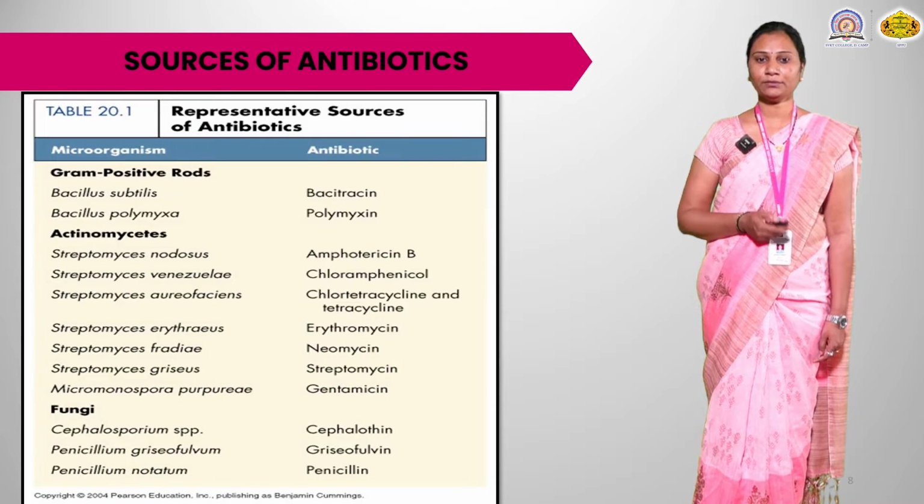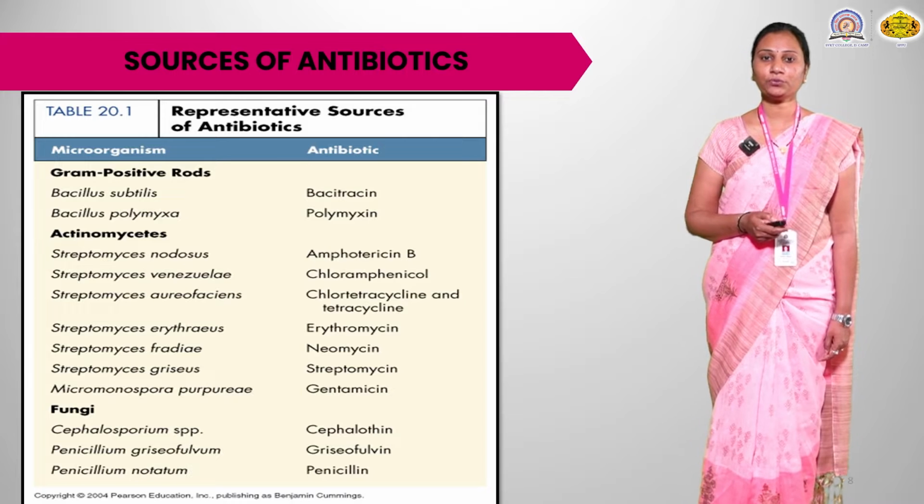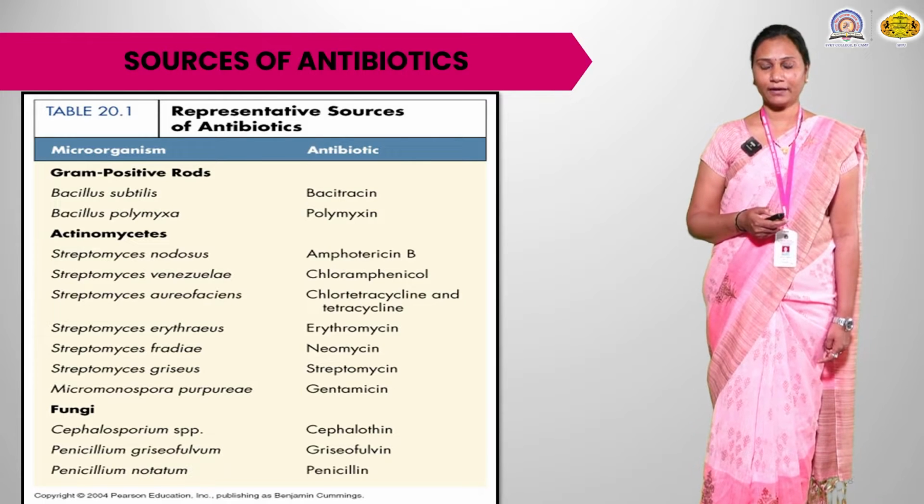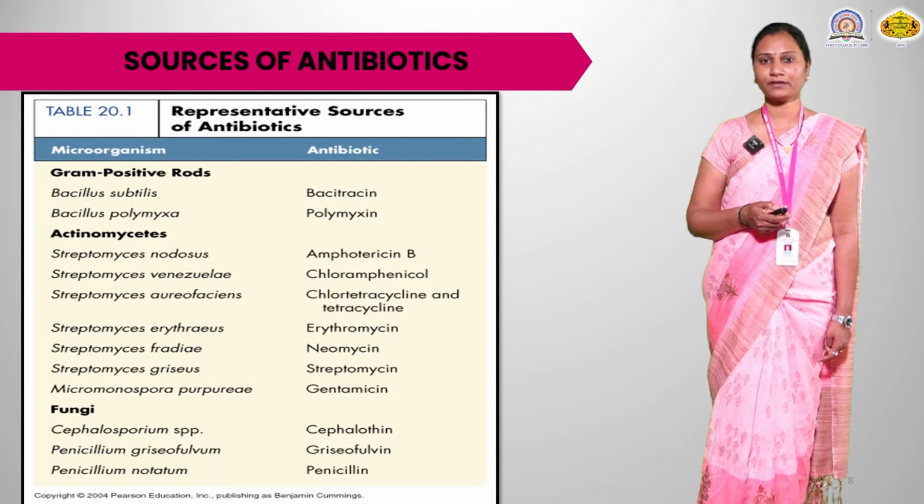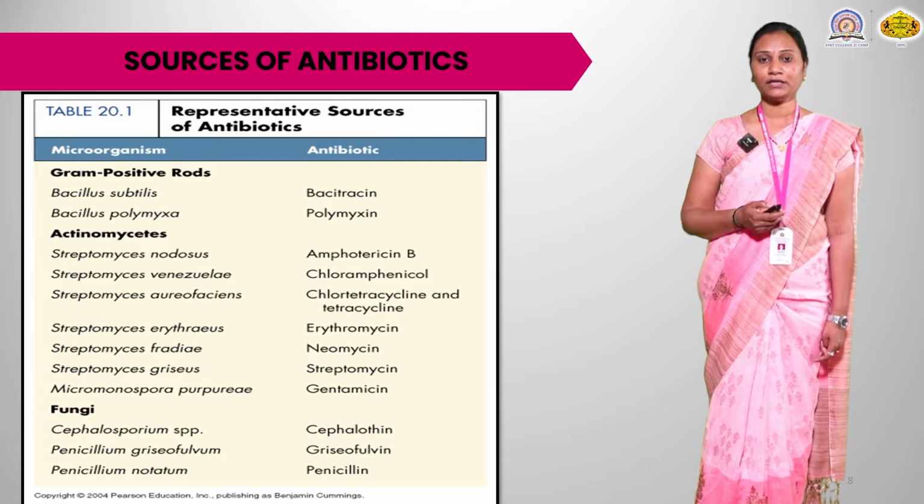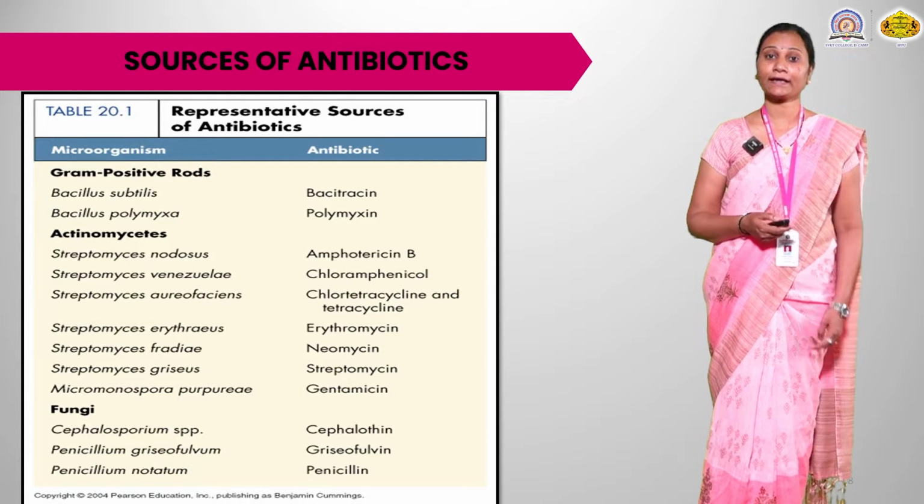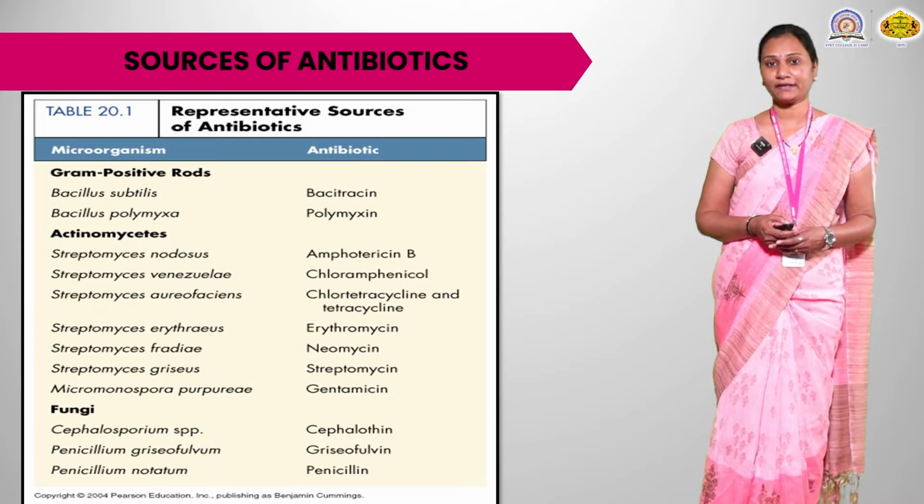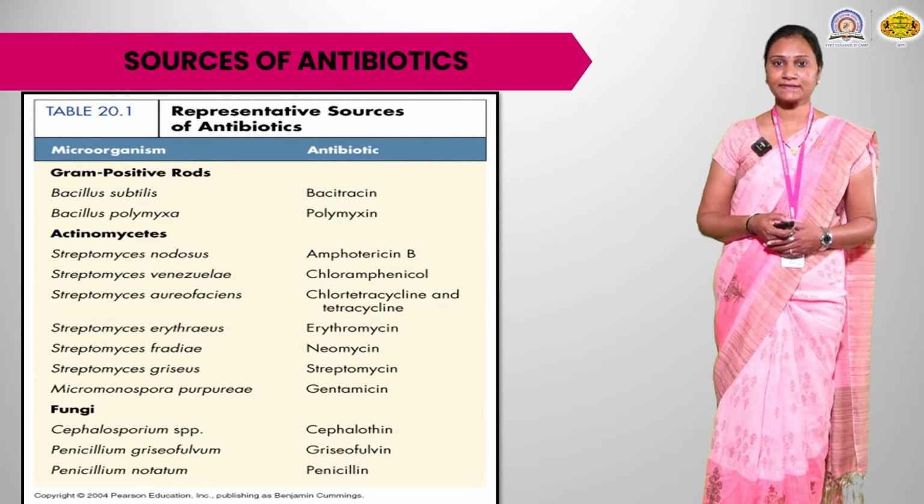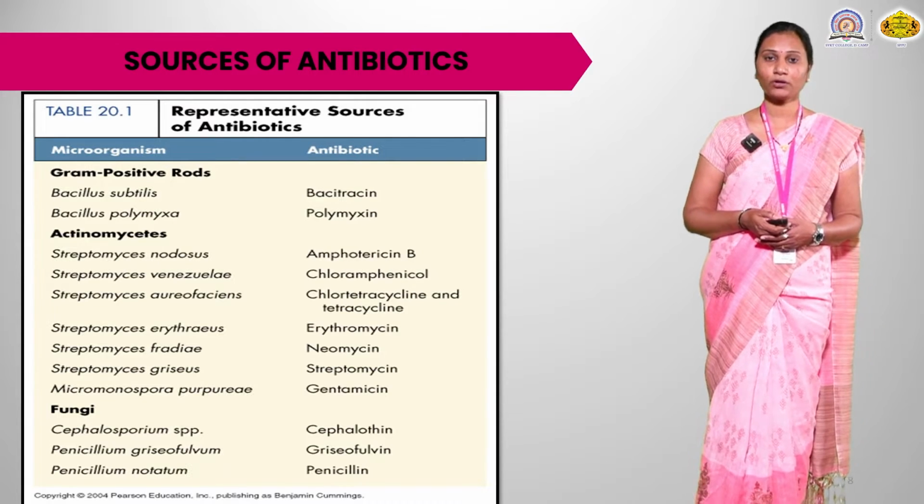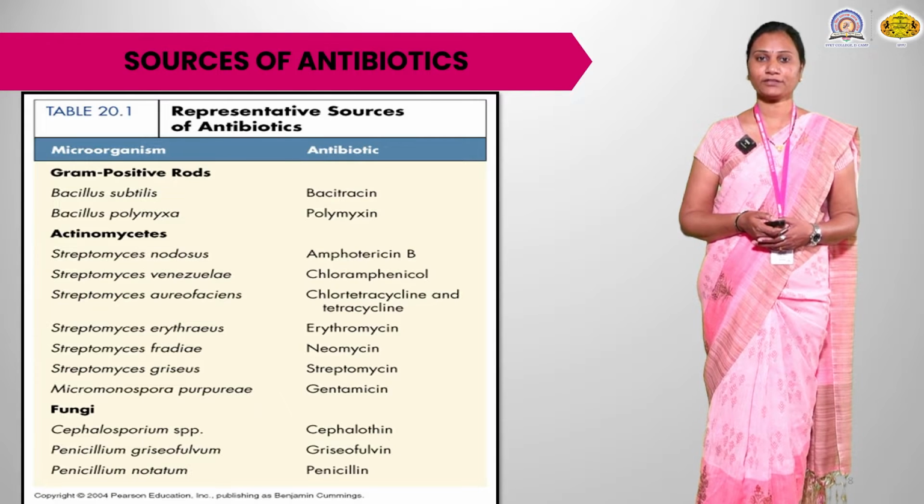Now this is a brief chart which shows you the sources of various antibiotics. Antibiotics are produced by different microorganisms. Even bacteria produce antibiotics. Fungi are also involved in the production of antibiotics, but the major types of antibiotics are produced by Streptomyces, or you can say by actinomycetes.